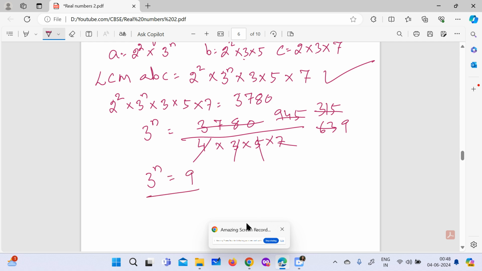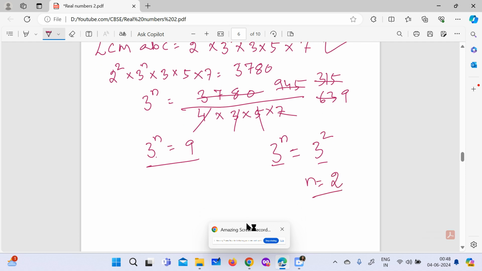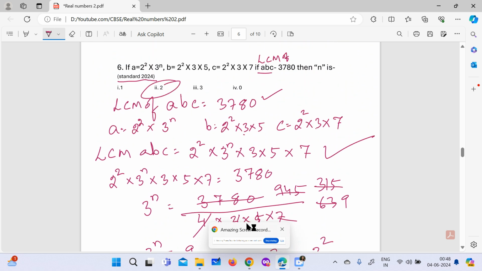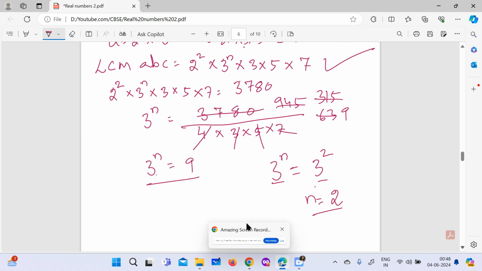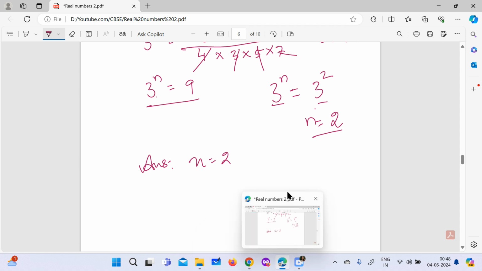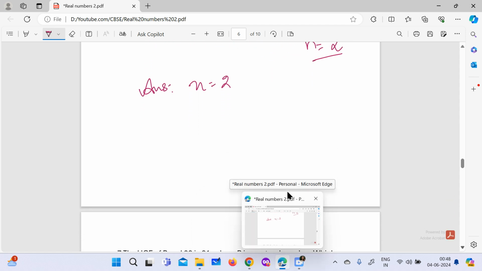So how will we solve it further? This is 9, we will write this as base 3. So you will write 3 to the power of n equals 3 squared. Since the bases are the same, we will say n is equal to 2. Hence our answer is 2. So this is the answer. I hope this is clear. Answer is n is equal to 2. Let's move to the next one.